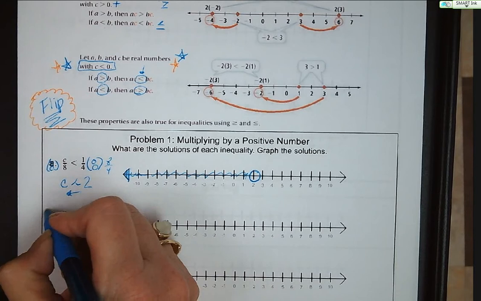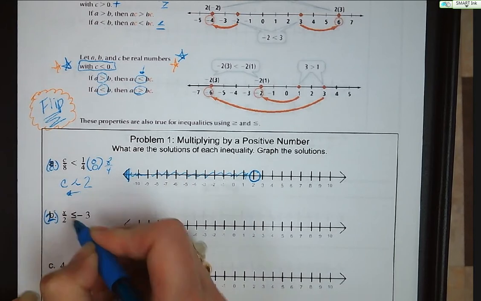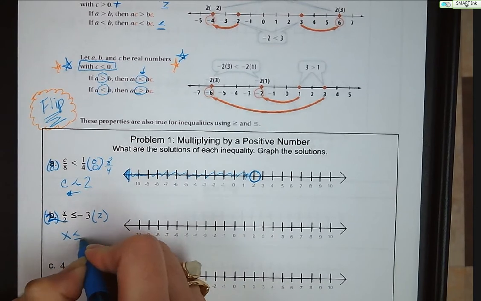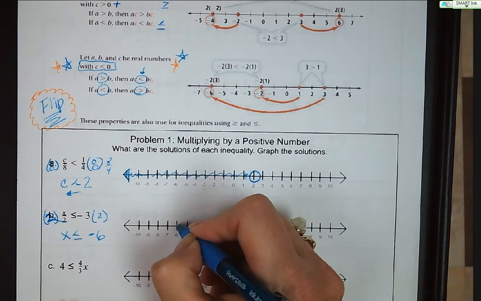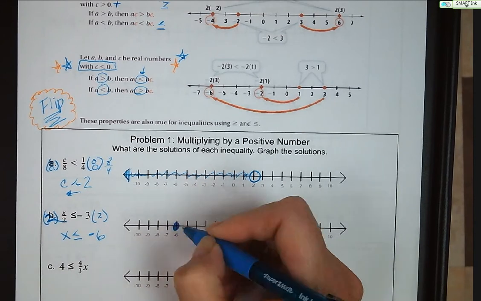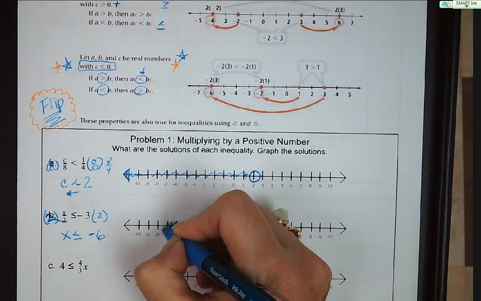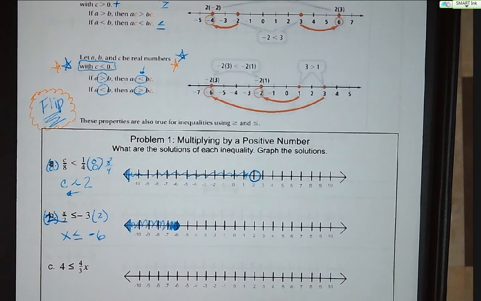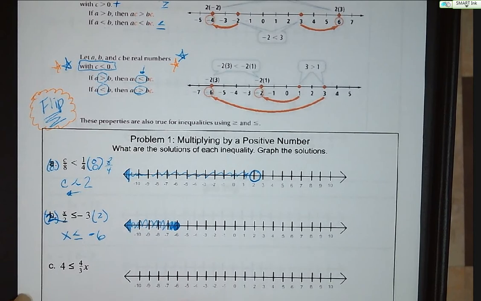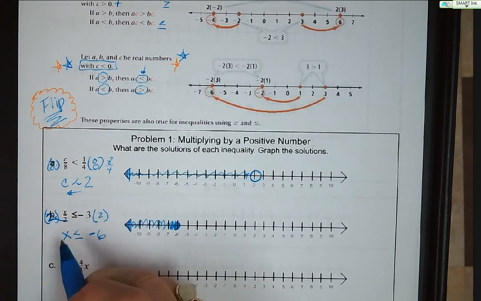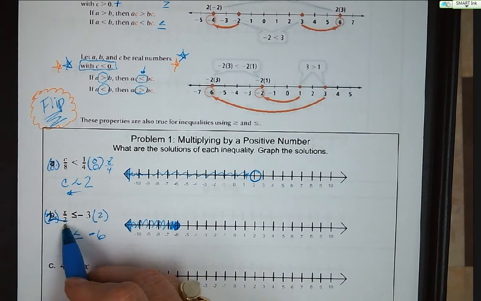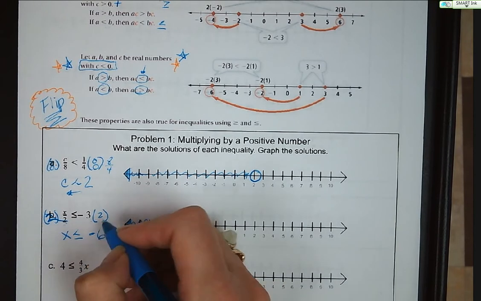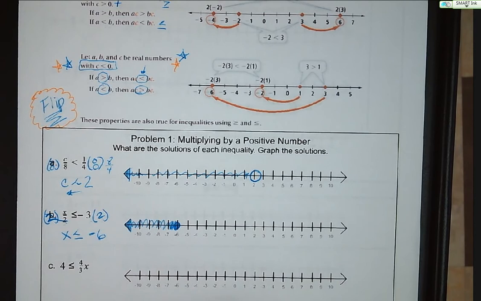Letter B, we are going to multiply by 2 on both sides of the equation to get rid of that divided by 2. So x is less than or equal to -6. We have a solid dot at -6, and we are going to the left. Now, you might be sitting there saying, but Mr. Boland, you just said when we multiply by a negative, we flip the inequality symbol. Well, remember, we did not multiply by a negative. The action we took was to multiply by 2, so that's okay. We still keep the inequality symbol the same.